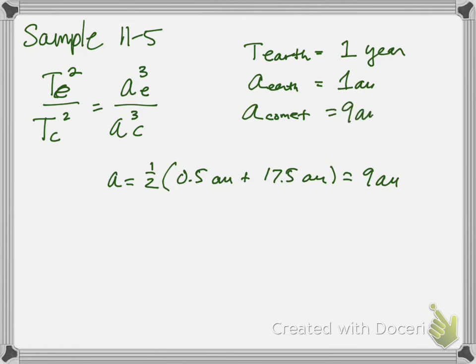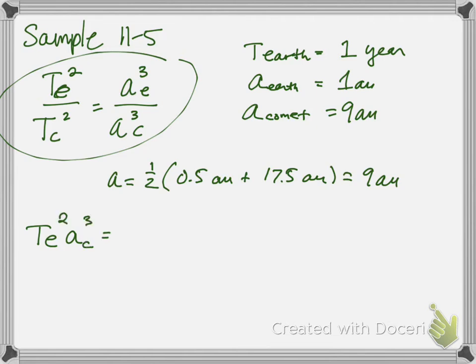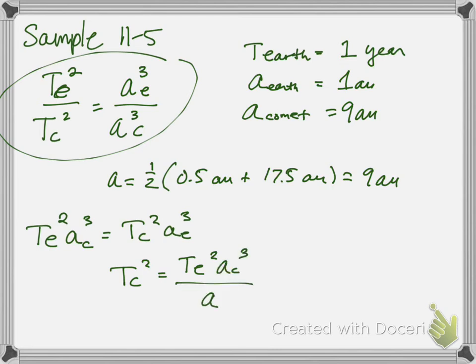So when we add those and divide by 2, we get 9 astronomical units. Now we can use Kepler's third law to solve fairly easily for the period of the comet. I almost always cross multiply first. TE squared AC cubed equals TC squared times AE cubed. Now I'm looking for the period of the comet, so I can divide that out. TC squared equals TE squared AC cubed divided by AE cubed.